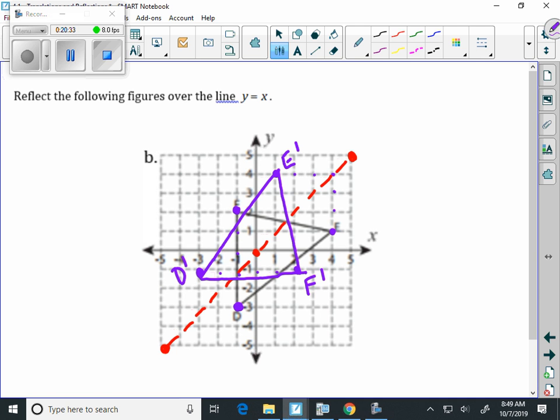Colored pencils might help. I'm just suggesting.